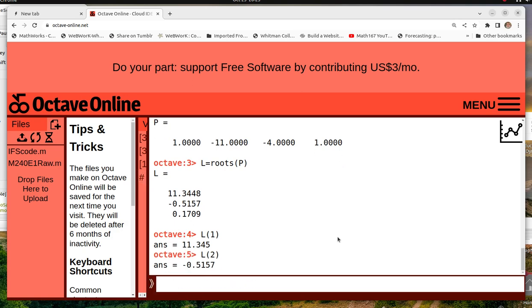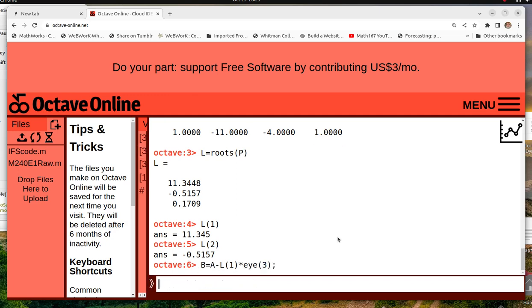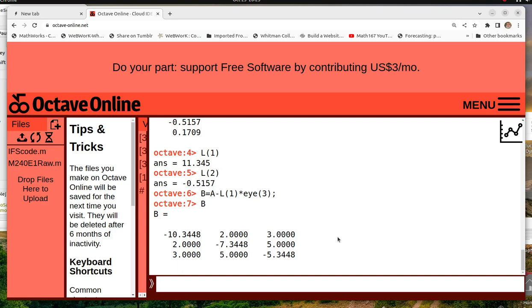Now I want to form the matrix A minus lambda I. I'm going to put that into a matrix B. So that's A minus the lambda, in this case L1, times the identity matrix. I need a 3 by 3 identity matrix, and so the command is eye. It's kind of a weird way to put that. So there's the matrix B, which is the matrix with lambda subtracted off the diagonal.